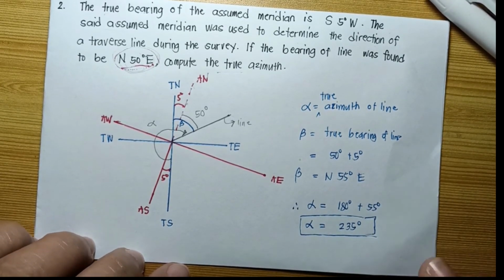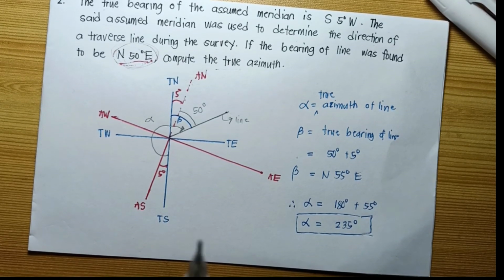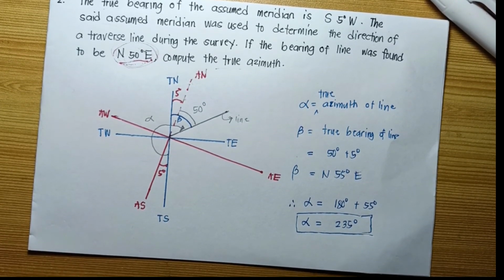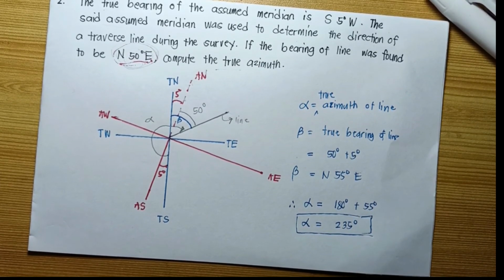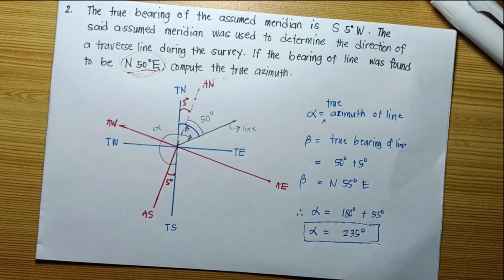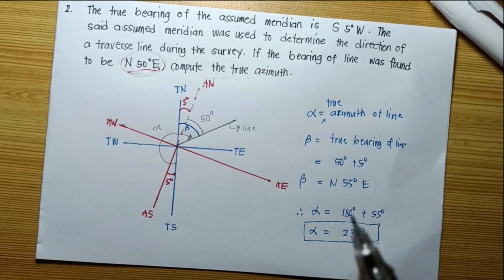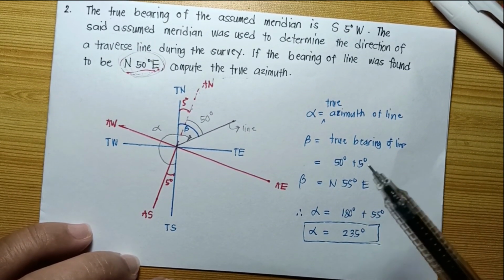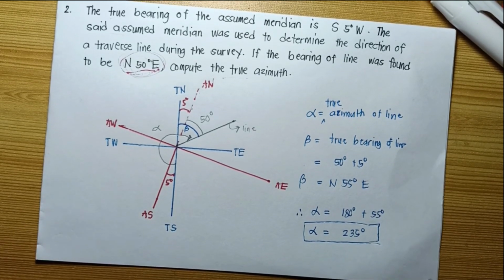If you have the assumed bearing and convert that into azimuth, you will get the assumed azimuth. If you have the true bearing, you will also get the true azimuth. So depending on the problem: true to true, assumed to assumed, and it could also be magnetic to magnetic.